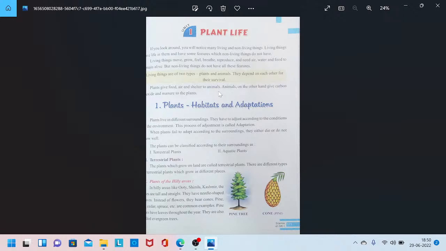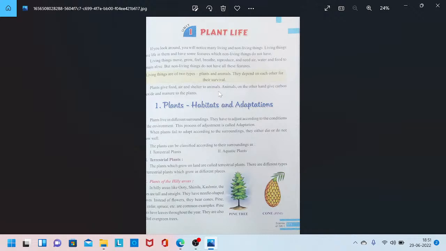We are all human beings, we are alive, right? We move here and there, we are the living things, we all know that. So we need air, water and food to remain alive. But non-living things do not have all these features.